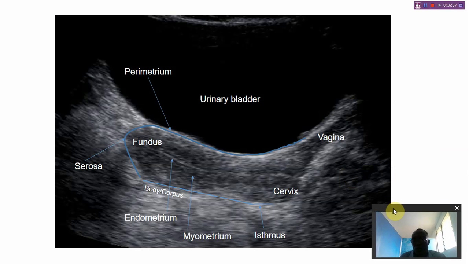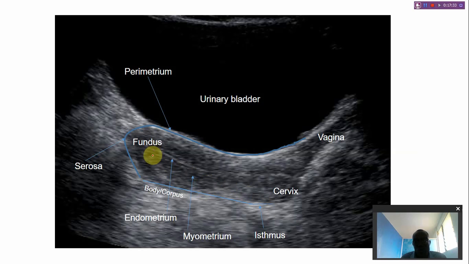Okay, so let's also look at the ovary, the uterus here. This is a transabdominal image of the uterus and the bladder. So you can see the border surrounding the uterus is called the perimetrium, of the fundus here, the serosa, the corpus or the body of the uterus, the same here as here. So the opposite side is also the same thing. You have the posterior and the anterior myometrium where fibroids normally occur.